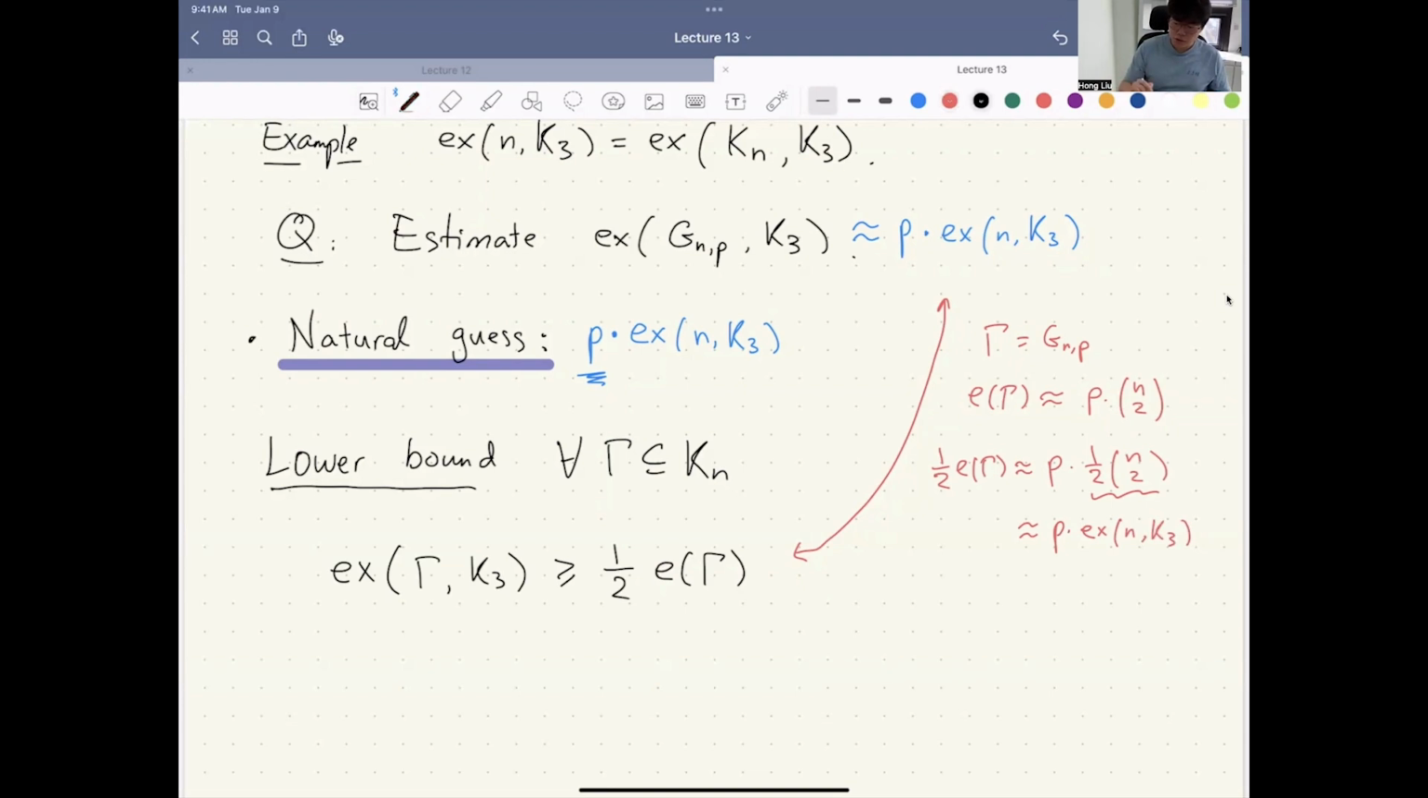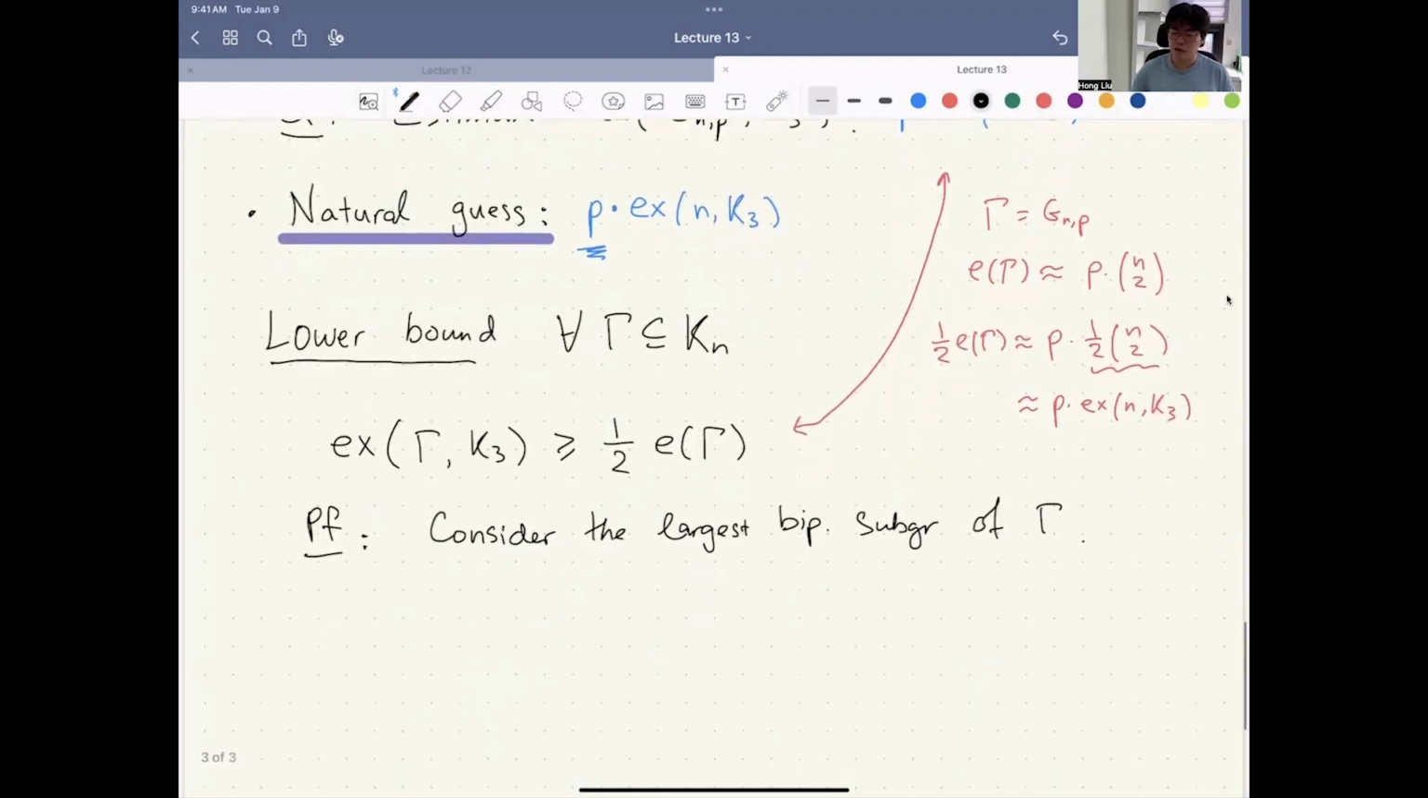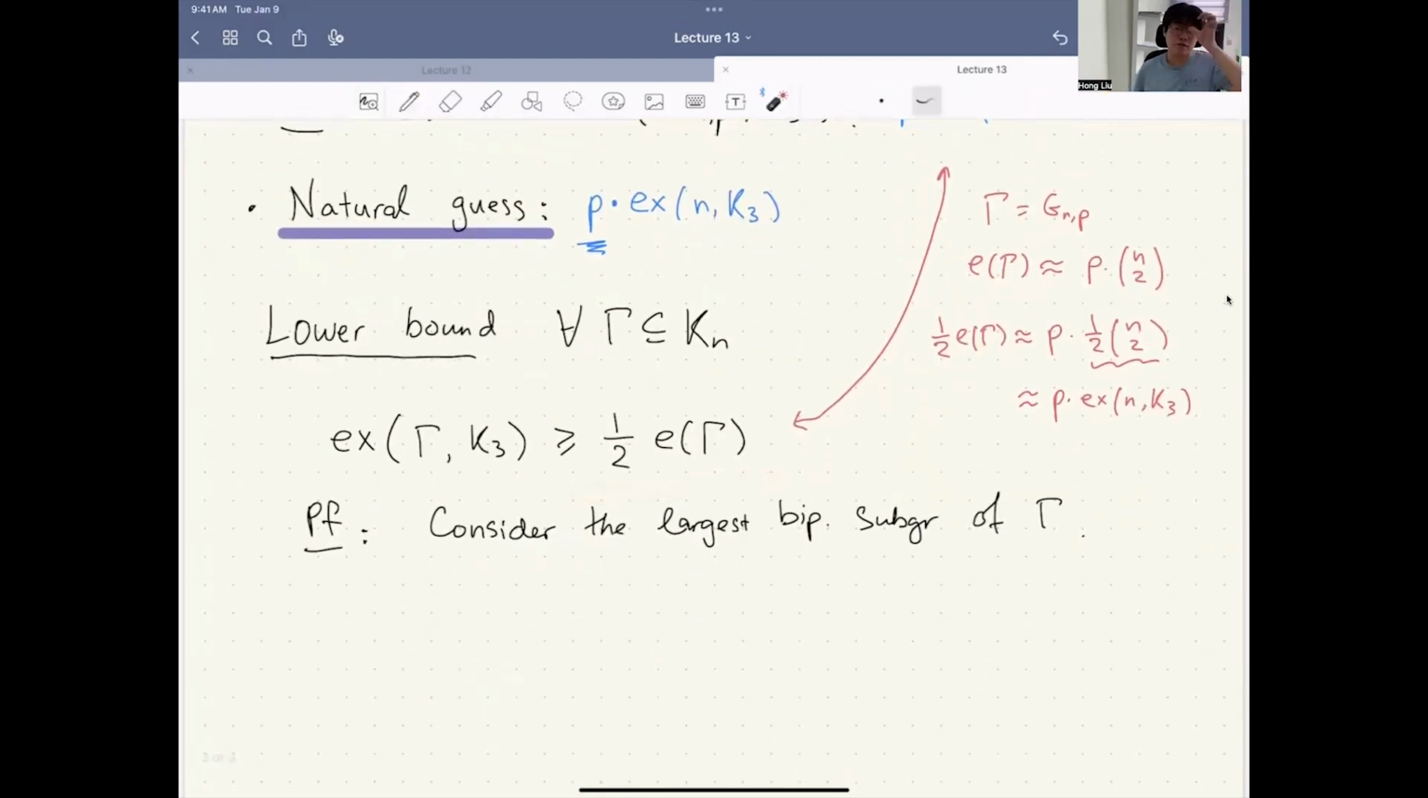Why is this true? This proof is very simple. We can just take the largest bipartite subgraph of Γ. And all you need to prove is that Γ contains a bipartite subgraph with at least half of its edges. This is a standard exercise for you.